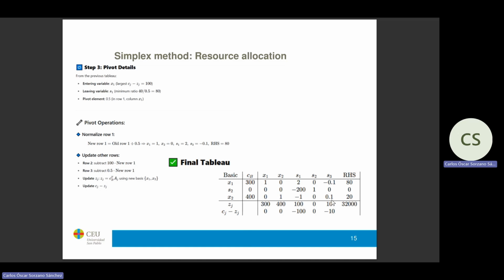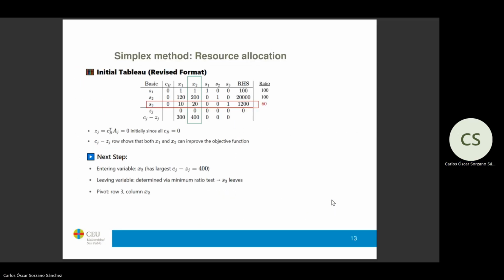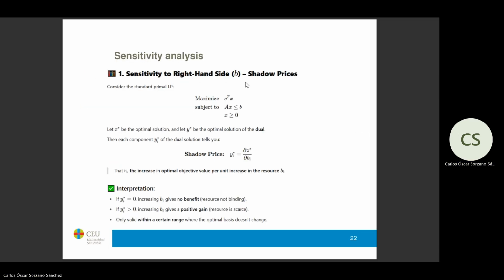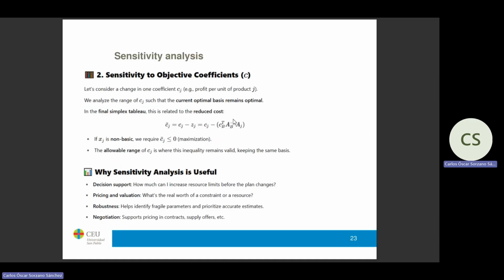Here it's not the updated Tableau. In the initial Tableau you see S1, S2, S3, and it seems to be identity, but there might be general cases in which it is not identity. Then it is CB transpose, AB inverse, and then the column of the variable you are considering. This is the general way of computing just one step. If you are following the steps of the Tableau, the simplex, then it is easier to do it this way.